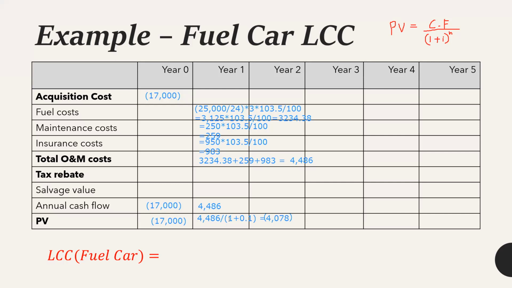Okay, why do we get 103.5 over 100 instead of 3.5? Okay, good question. It's like this. 103.5 over 100 means that if it is 100 rupees today, it will be 103.5 rupees in that particular year. That is due to inflation.